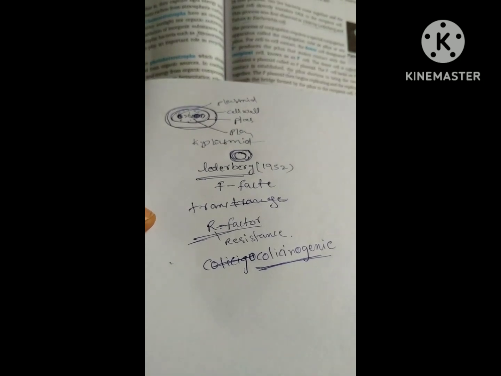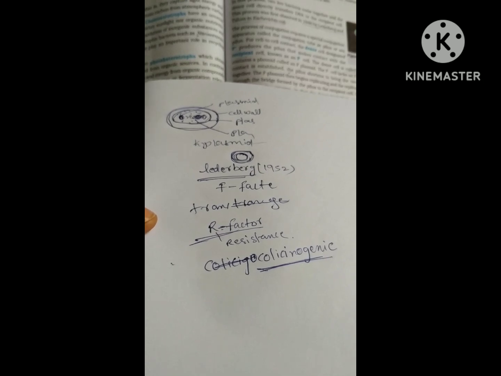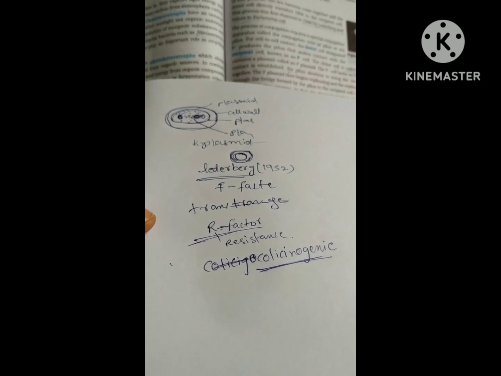The term episome is applied to extranuclear genetic material which may remain in a free state, for example the F factor, temperate phage, etc.